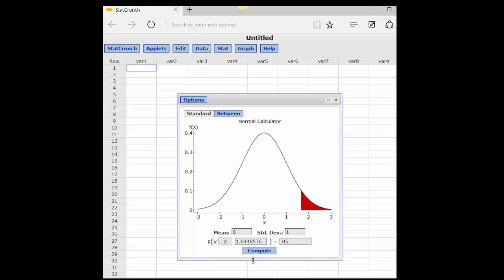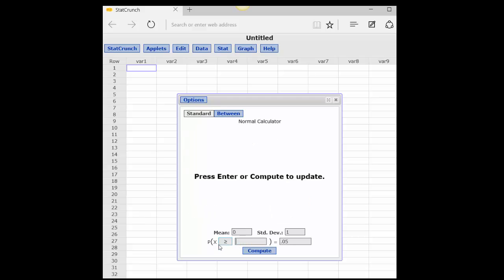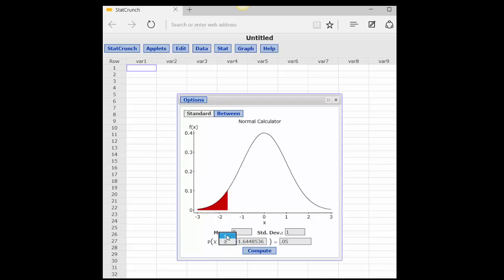Well, what if we wanted a left-hand test, and I just switched that and let it recalculate the z, and you see we get the same critical value z, minus 1.645. You would expect that.